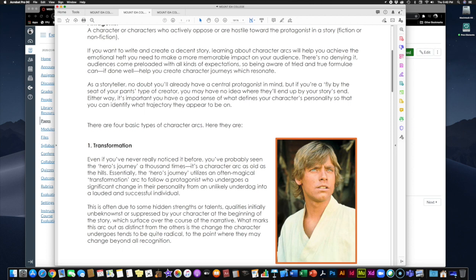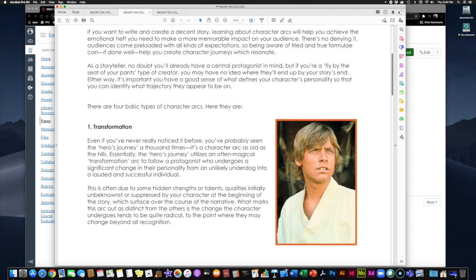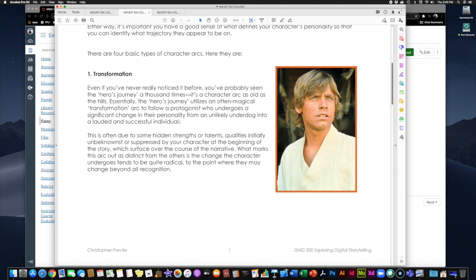Okay, so let's talk about the four types of character arcs. Now, these are basic types. Of course, they can become more complex than this, and these four can interact with each other, but we're going to start with the first one. Now, this is probably the one that a lot of people are really familiar with. It falls under the title of transformation, but it's often called the hero's journey.